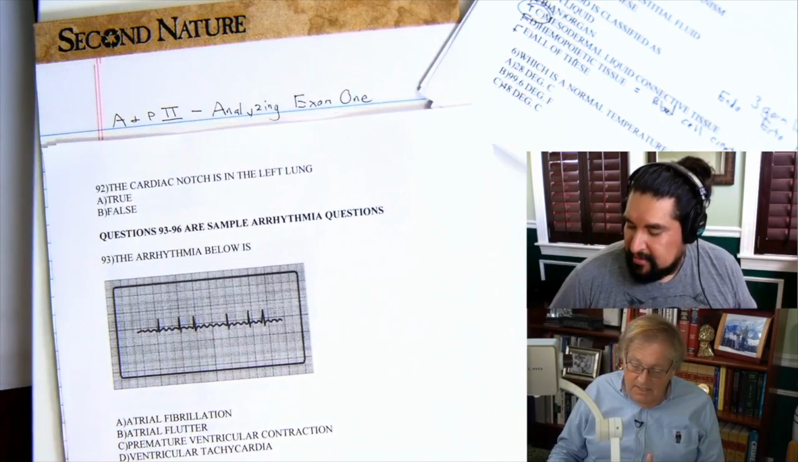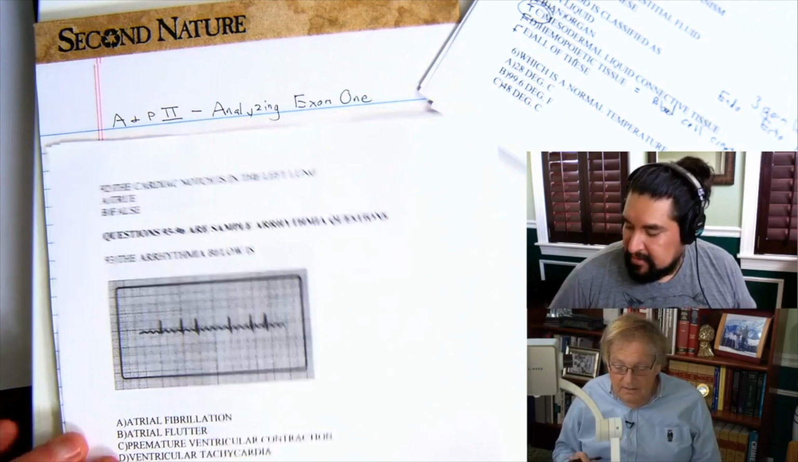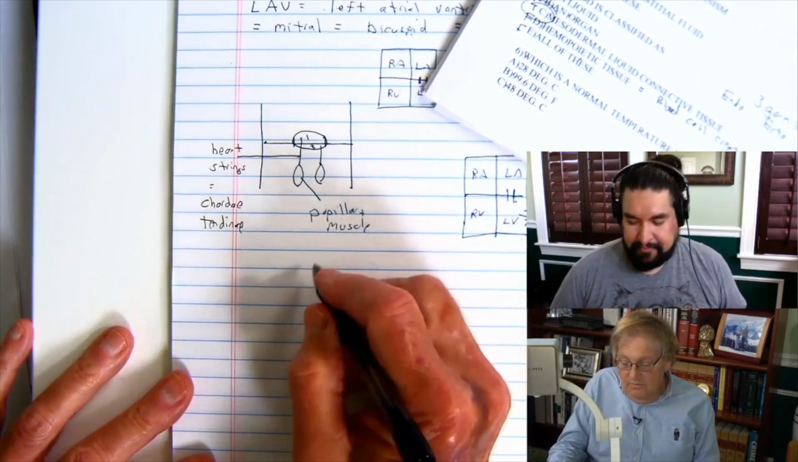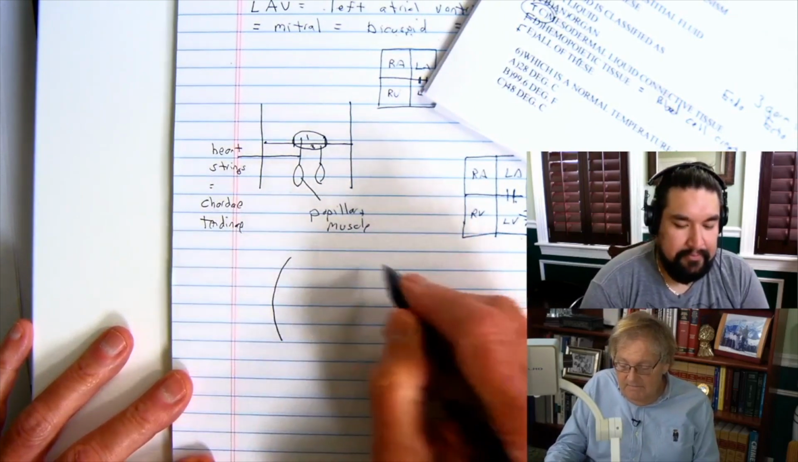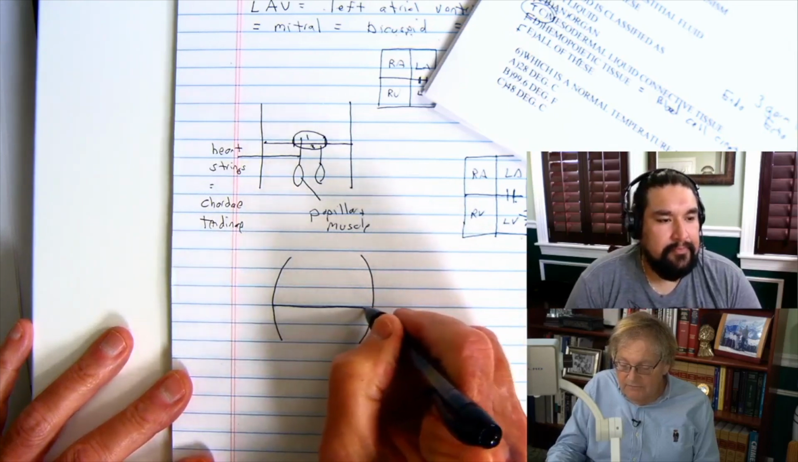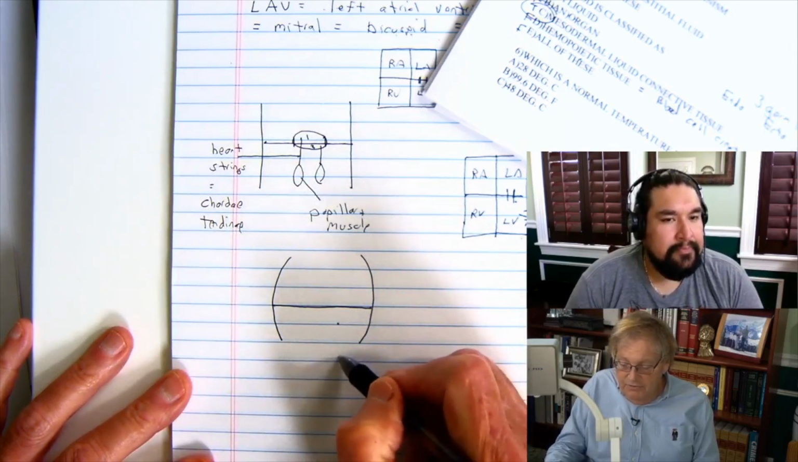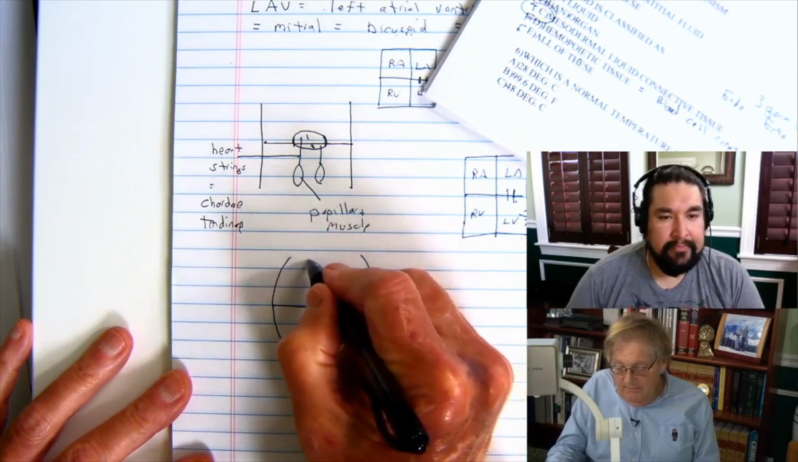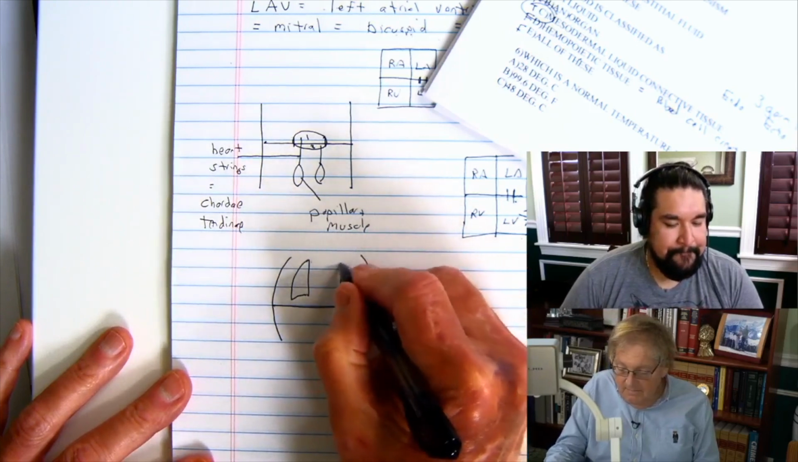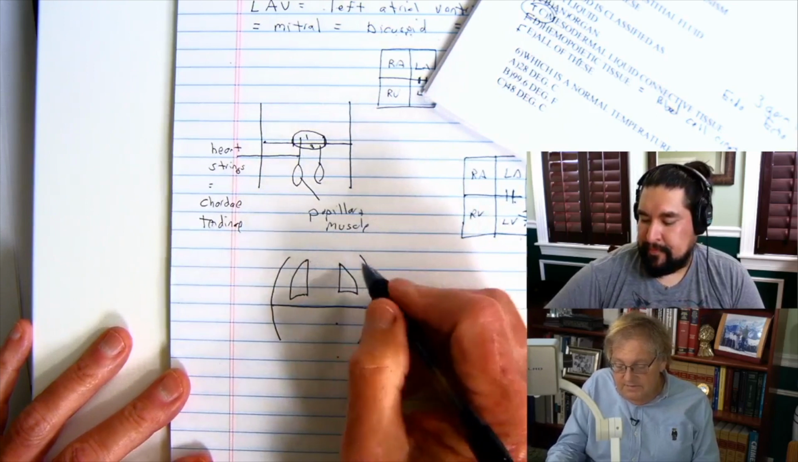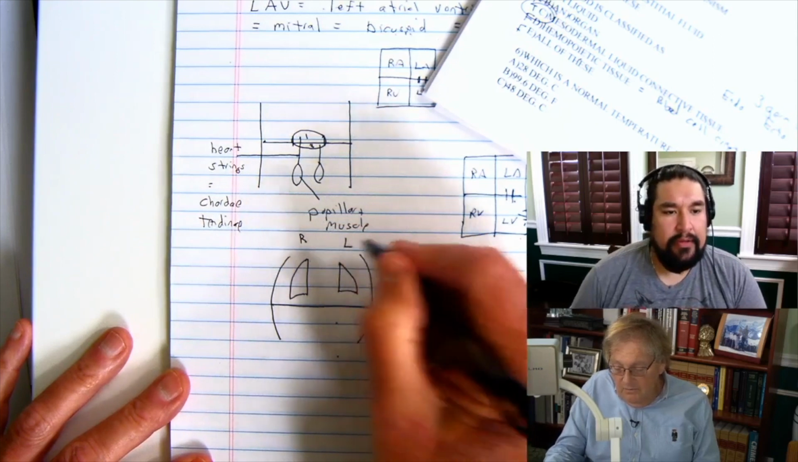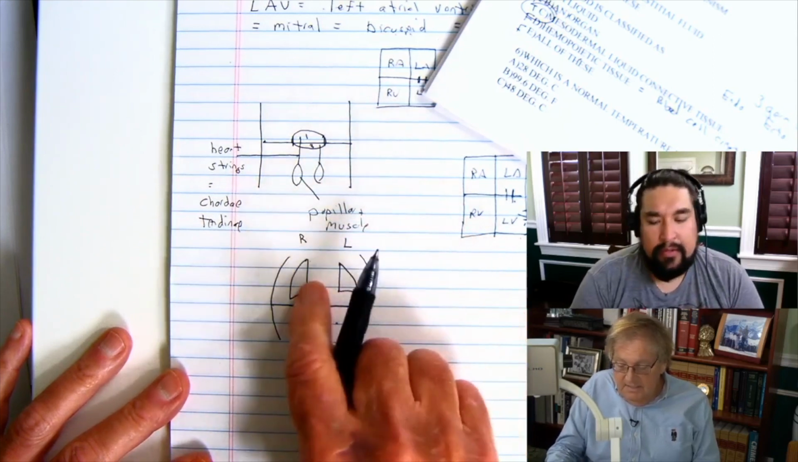It says the cardiac notch is in the left lung. So let's see, the cardiac notch is in the left lung. Let's think about that. I know that here's my thoracic cavity, and here's my diaphragm separating the thorax from the abdominal pelvic region. And I know that here I've got my lungs. My lungs are sitting on either side of that. And I know that this is my right lung over here, and this is my left lung, and I know that my heart is really sitting inside of here.